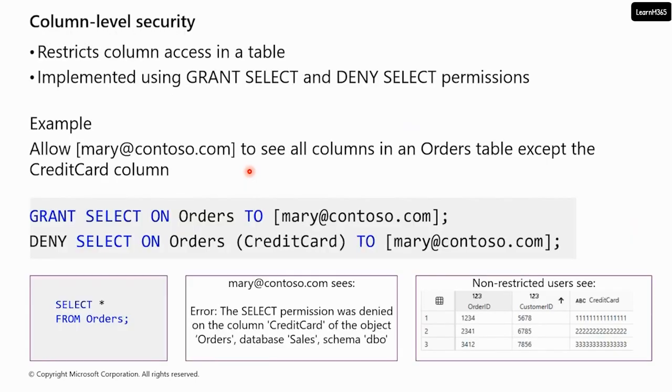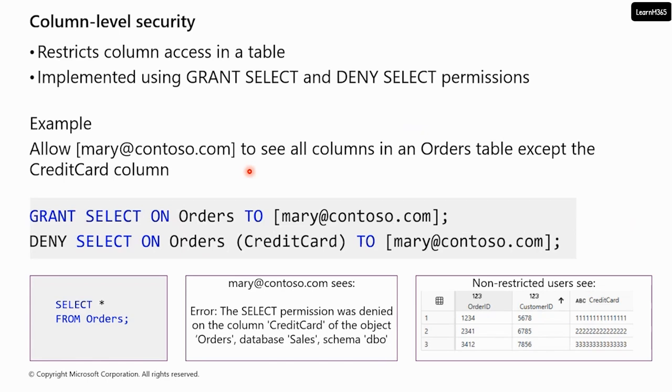Then we have the next concept, which is column level security. Now we need to understand what this column level security is all about and how we can implement it. Column level security will allow you to restrict the column access in order to protect the sensitive data. It will provide more granular control over who can access the specific pieces of data. It enhances the overall security of your data warehouse.